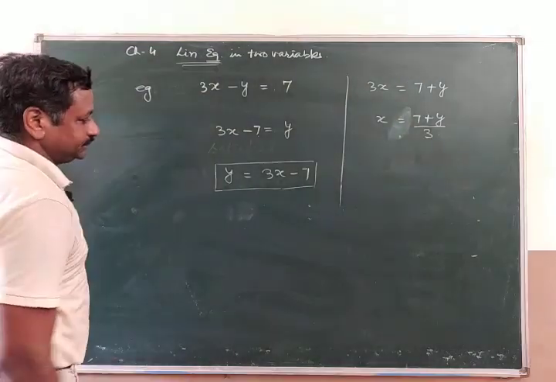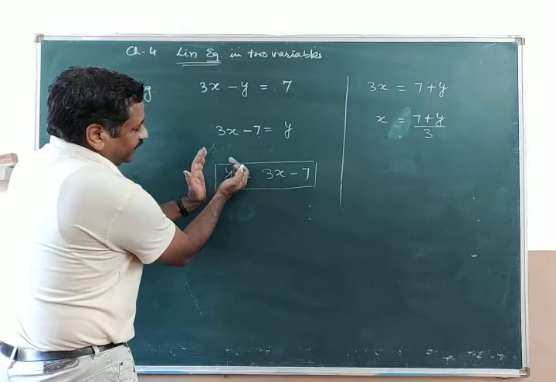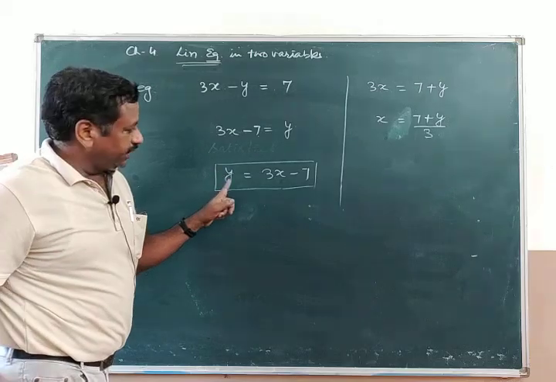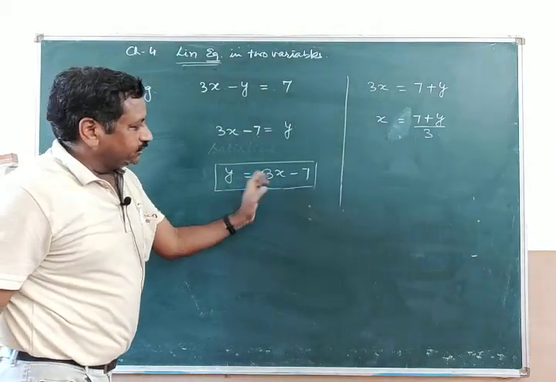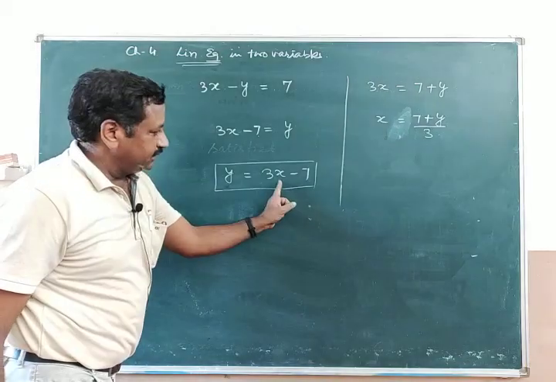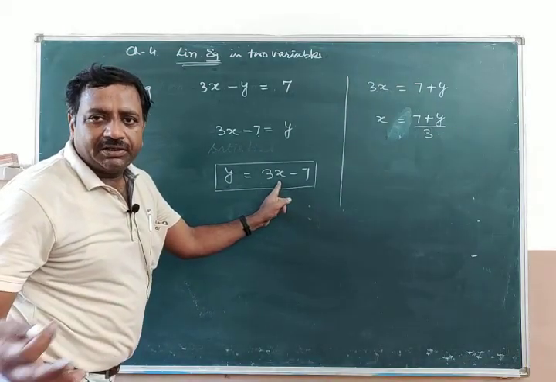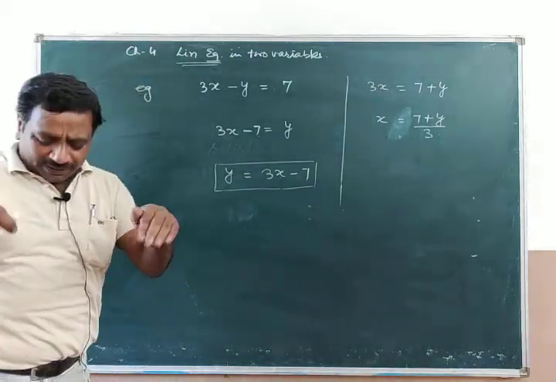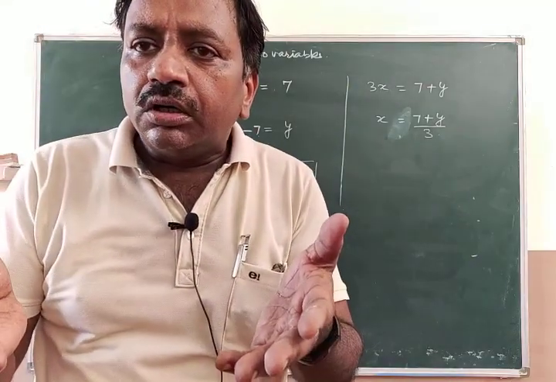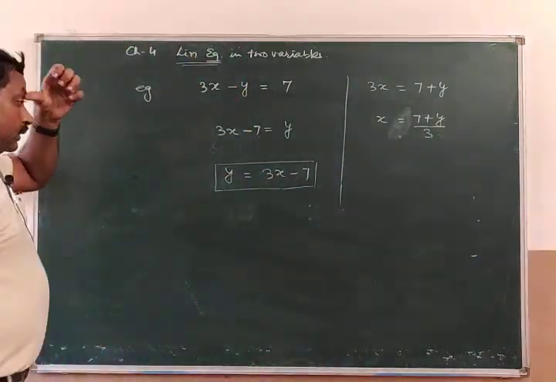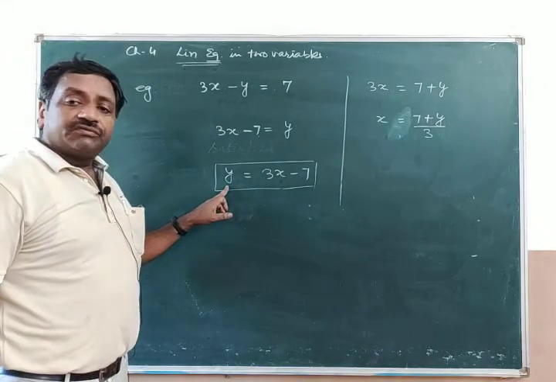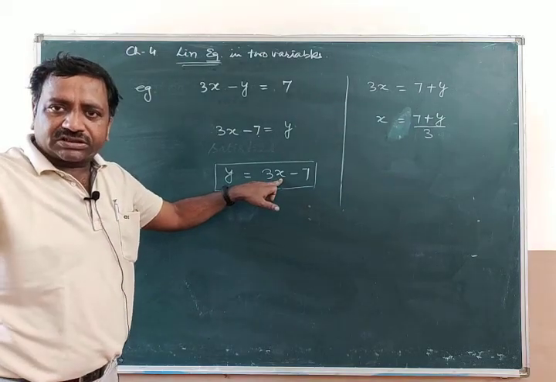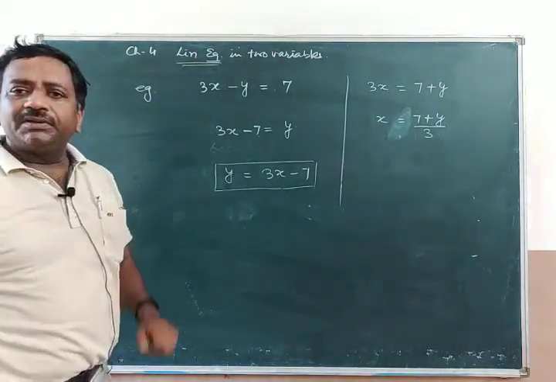So I have taken this. Now whatever the variable will be on this side, that will be called the dependent variable. And whatever the variable will be on this side, that will be the independent variable. Independent variable means you can put any value of that variable by your own choice. But the value of this variable is dependent because that is dependent on x. Whatever you put for x, according to that the value of y will be determined.